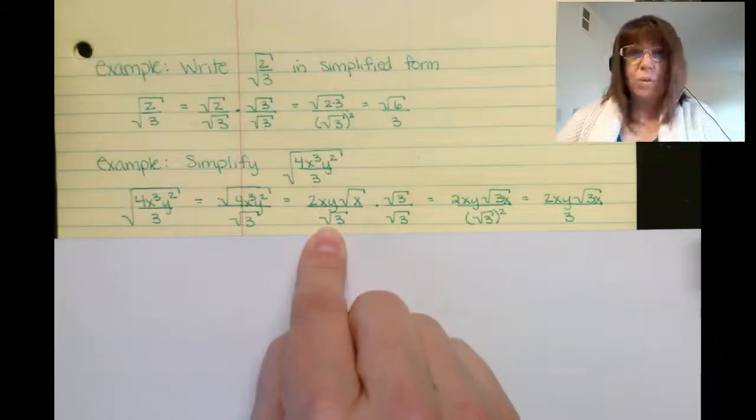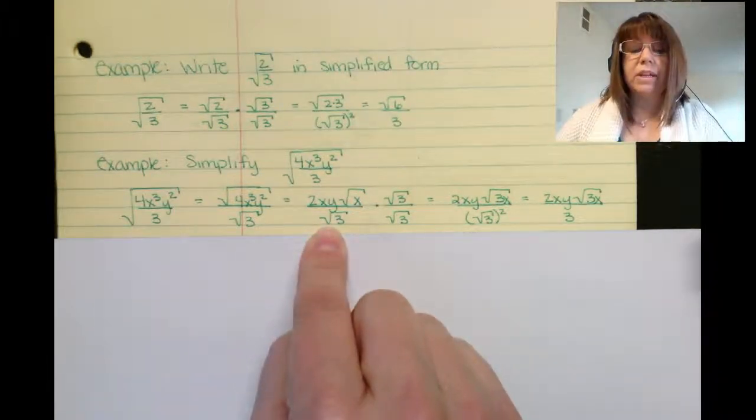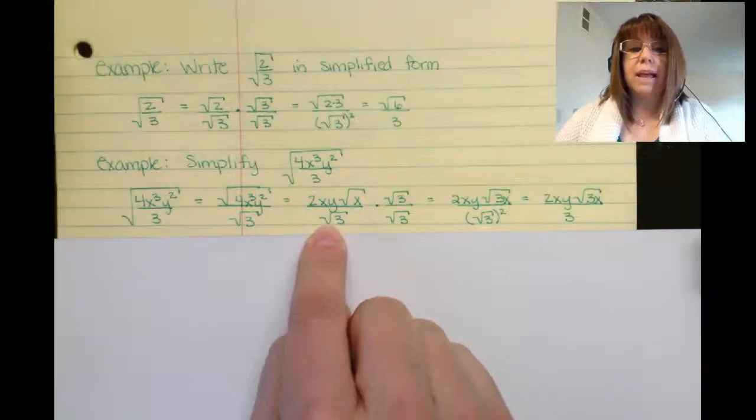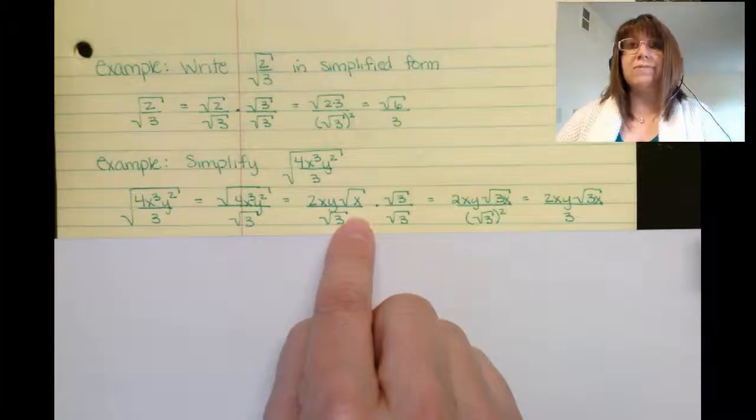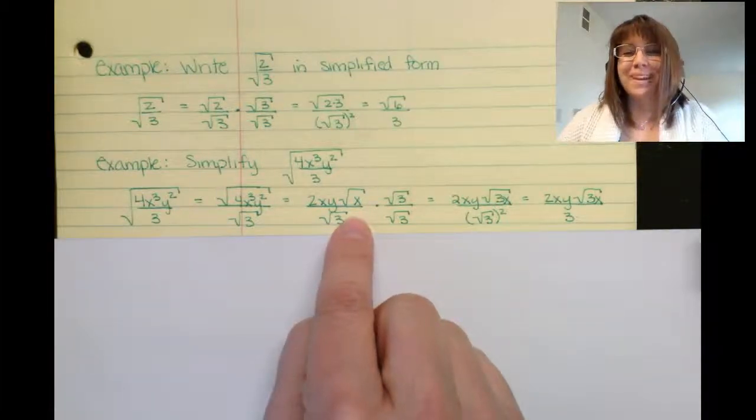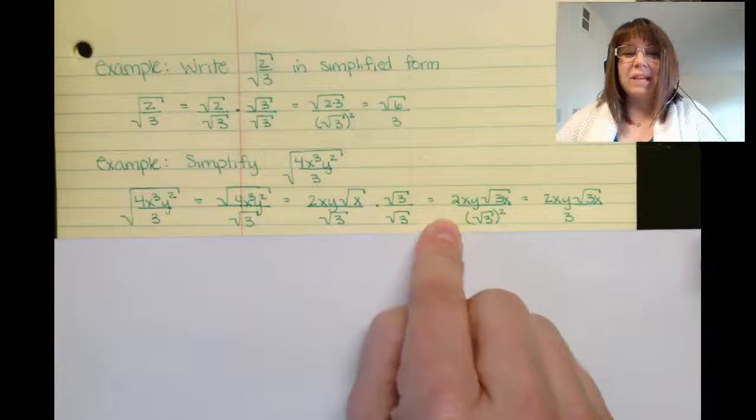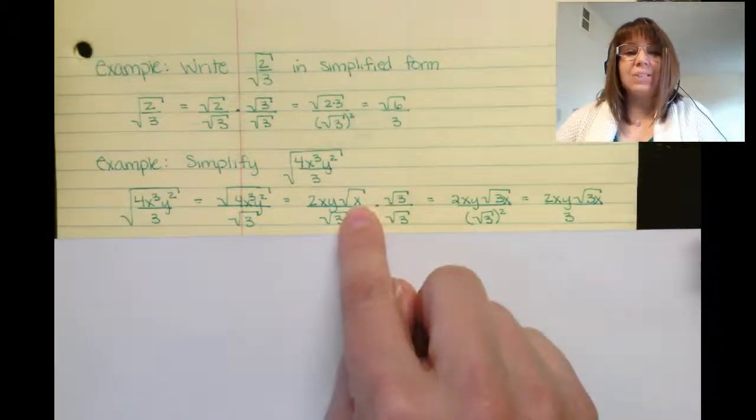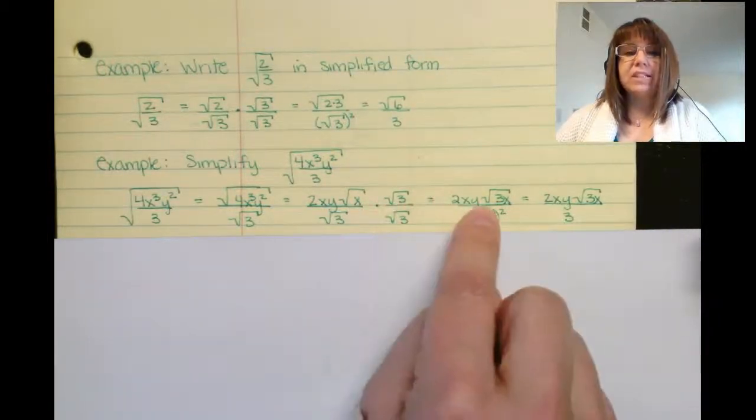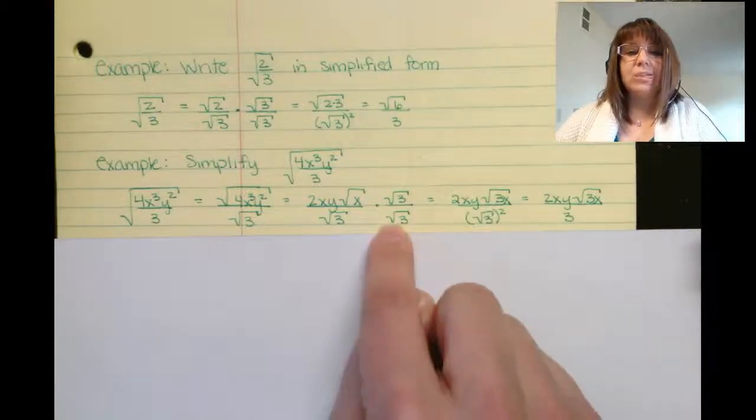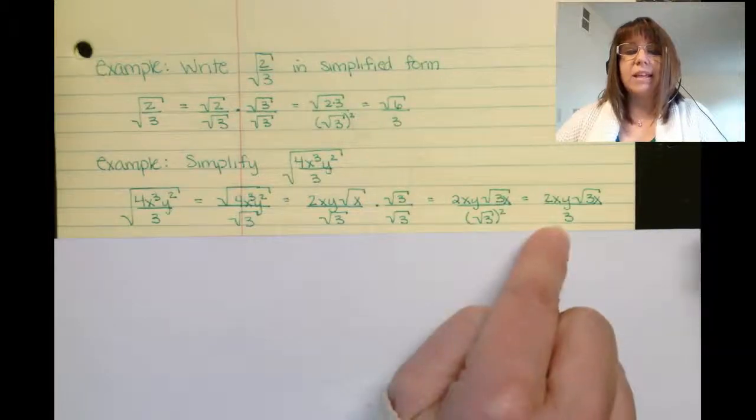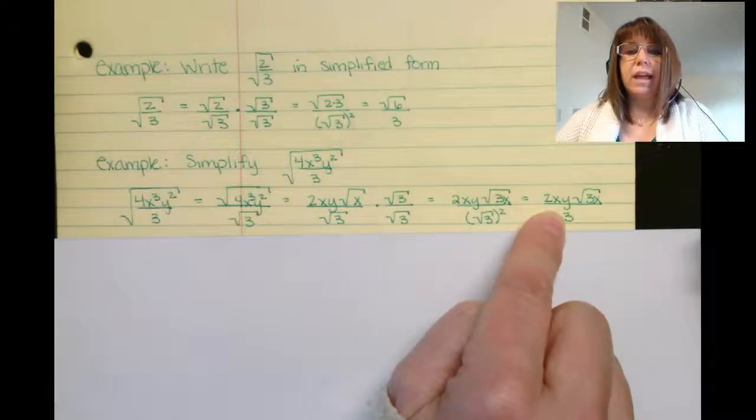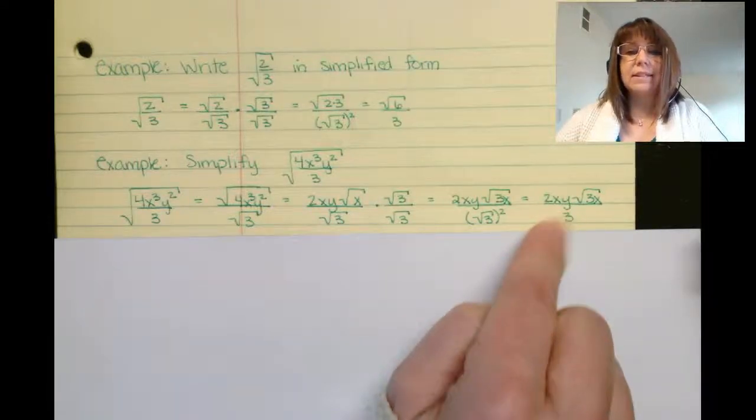But again, I don't want to have the radical symbol in the denominator, so I'm going to multiply by the square root of 3 for both the denominator and the numerator. That gives me square root of x times the square root of 3, which is the square root of 3x. The square root of 3 times the square root of 3 is the square root of 3 squared, and that gives me a 3 in the end. So my final answer will be 2xy square root of 3x all over 3.